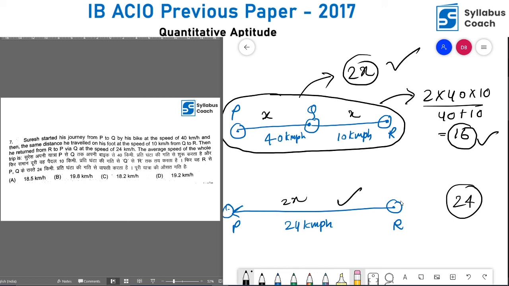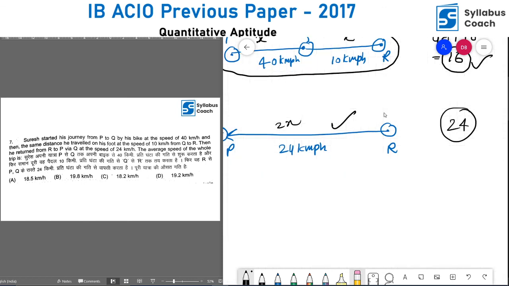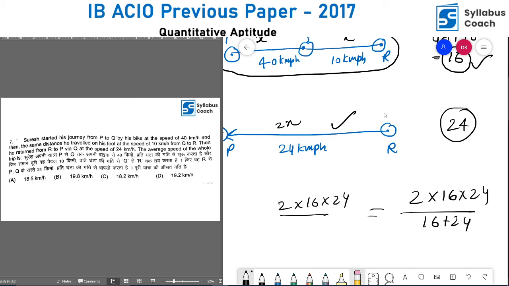Now you can apply the formula for the overall combo, which is 2 into 16 into 24 by 16 plus 24. This gives me 2 into 16 into 24 by 40. This is nothing but 19.2. Are you clear? So this is how we solve questions whenever we use the formula.